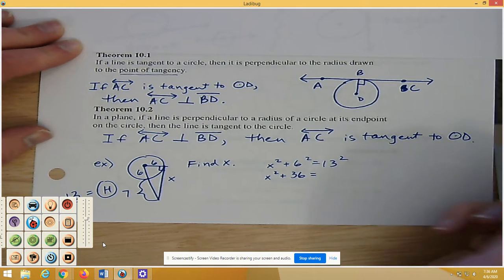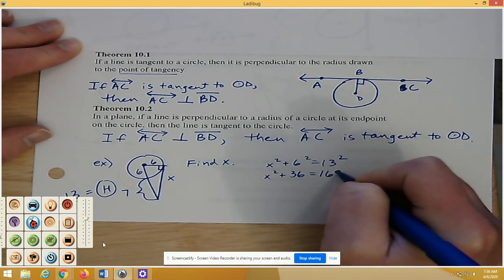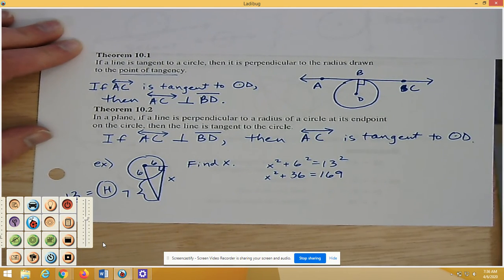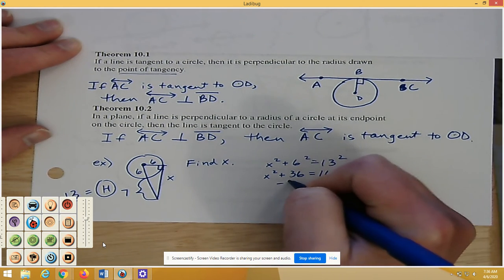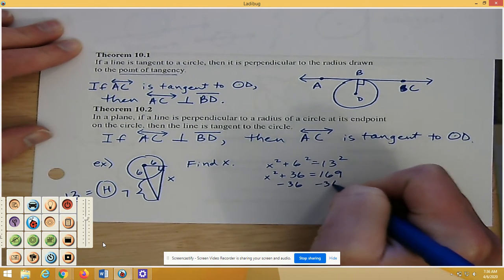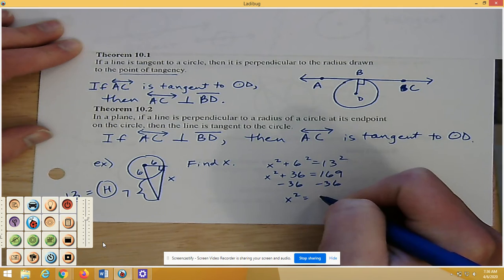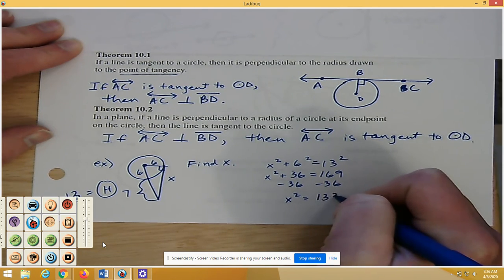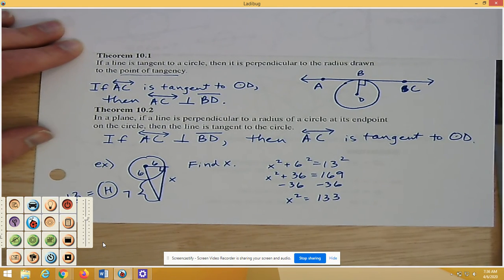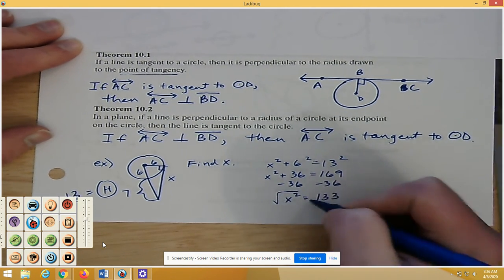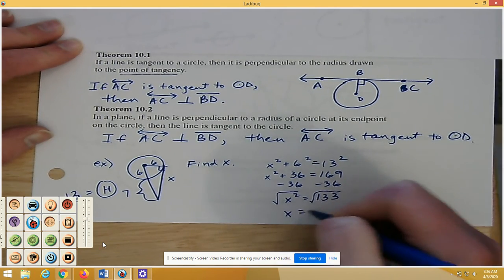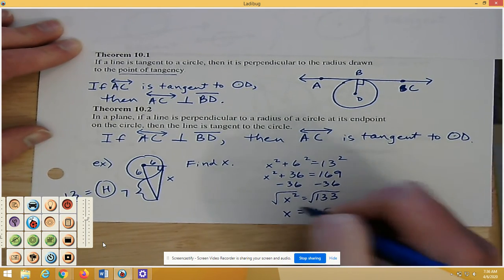And then 13 squared is 169. Okay, and now I have x squared plus 36 equals 169. So I'm going to subtract 36 from each side. I'm going to get x squared equals 133. So this is not a perfect square, so I'm going to take the square root of each side. I'm going to get x equals 11.5.